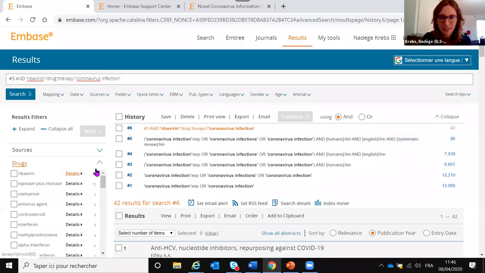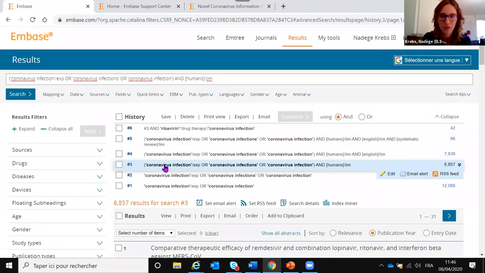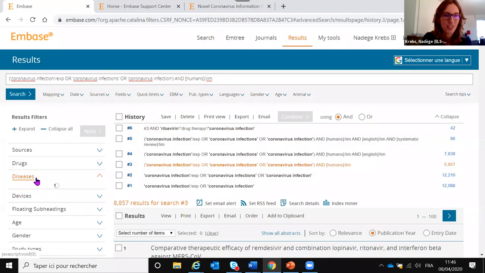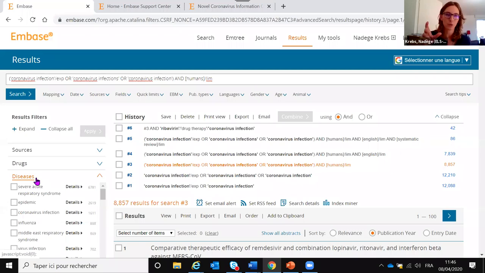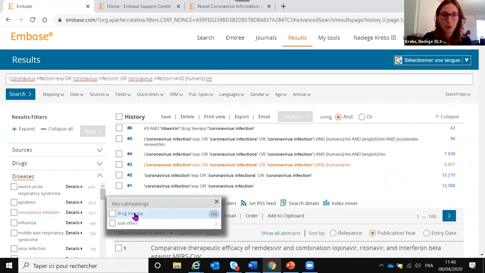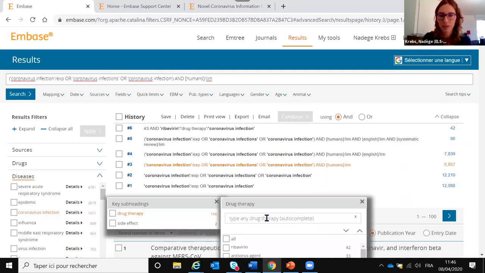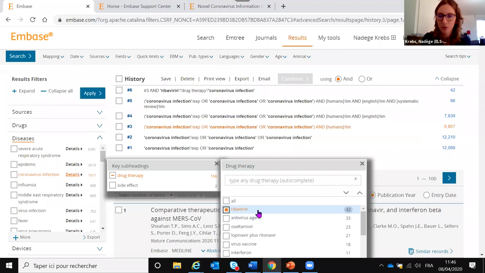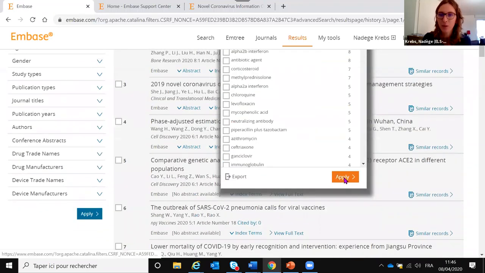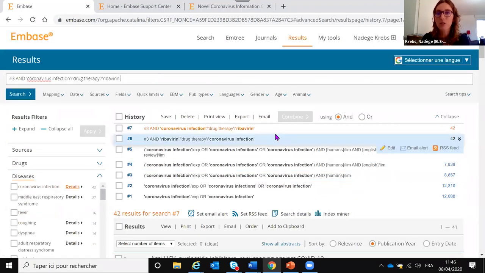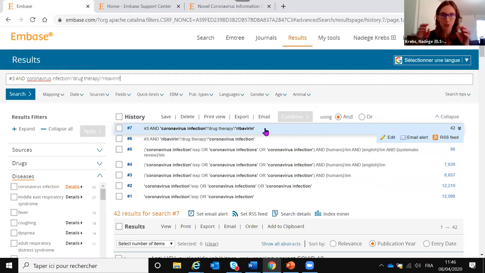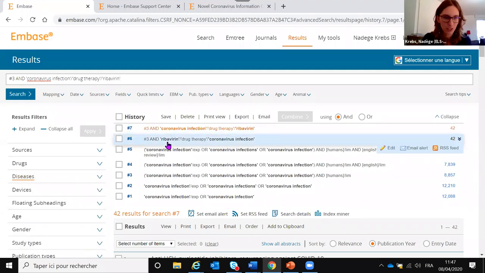Now, if I place myself again on this batch of articles and I look at the disease. In the disease, it's what Diana was explaining to you about the subheadings and the triple link. Now, if I go on coronavirus infection and I look at the details and I want to know what is the drug therapy to coronavirus infection, then I see ribavirin is also one of the most common ones. And then if I apply, then I will find also the 42, and it's the same 42. It's just two different ways of getting to it because there's a link between the drug and the disease. So either the drug can treat a disease or the disease can be treated by the drug. So this is interactive and you can choose which one you want.